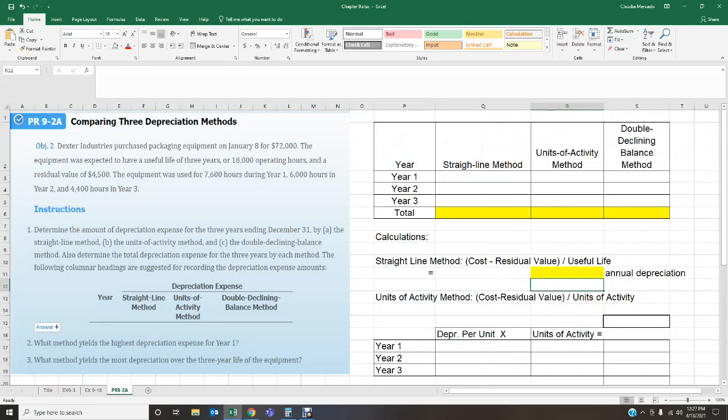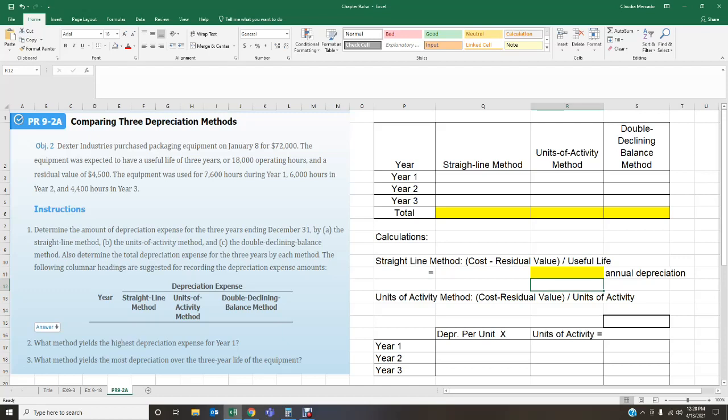So the information provided is we have Dexter Industries purchased a packaging equipment on January the 8th for $72,000. The equipment was expected to have a useful life of 3 years or 18,000 operating hours and a residual value of $4,500. The equipment was used for 7,600 hours during year 1, 6,000 hours in year 2, and 4,400 hours in year 3. Instructions. We are to determine the amount of depreciation expense for the 3 years ending December 31st by the straight line method, the units of activity method, and the double declining balance method. Also determine the total depreciation expense for the 3 years by each method.